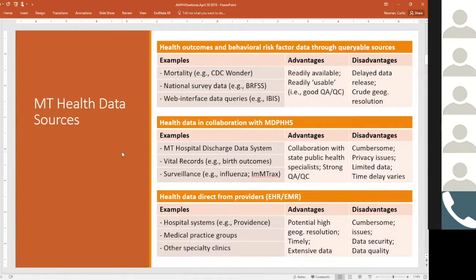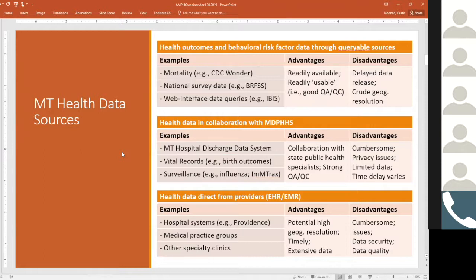And there are some time delays, of course, with these, as with many of these types of data systems. And then the third area of health data, and probably the most difficult for us all, is to work directly with providers and capture electronic health records or electronic medical records through hospital systems, medical practice groups, or other clinics. And so to the degree that you can work with such partners and get these data, there's potential for getting highly geographically resolved health outcomes data.